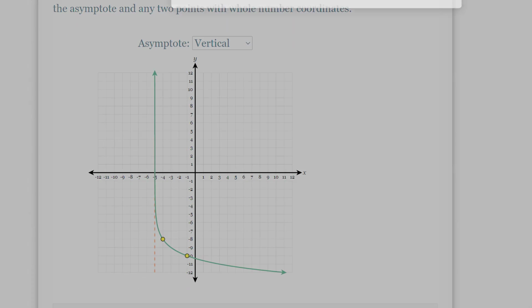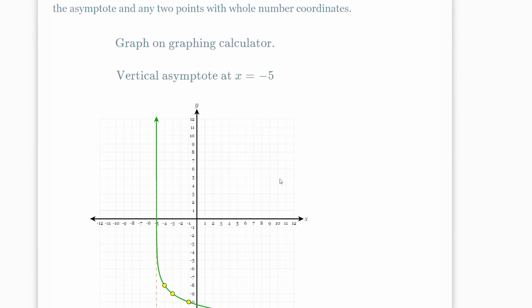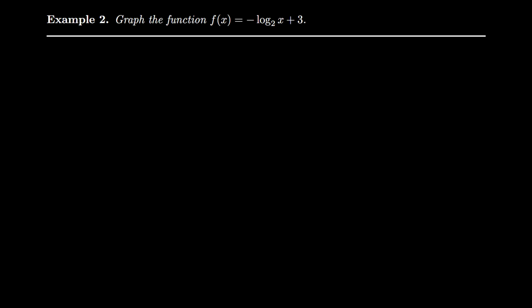Let's scroll down, submit our answer, and there we go. That's exactly what it says. So that is how to go about doing these. So let's look at another one real quick. This one asks us to graph the function f of x equals negative log base 2 of x plus 3.